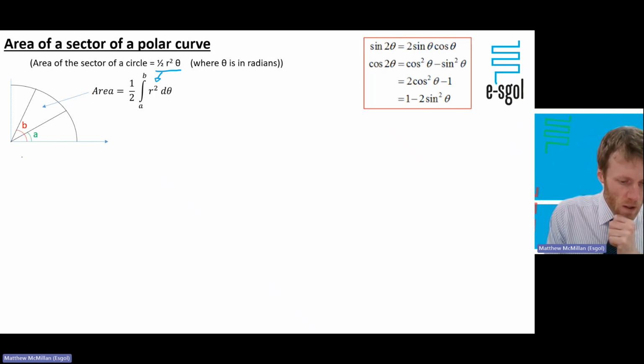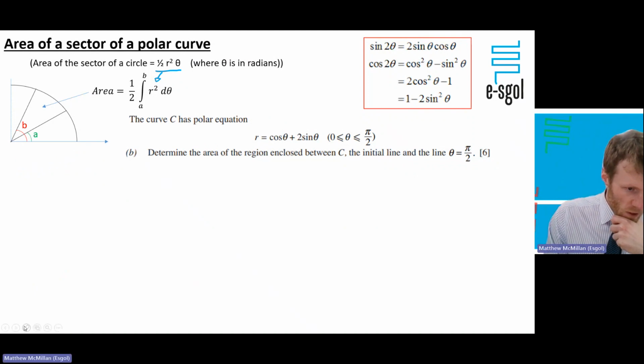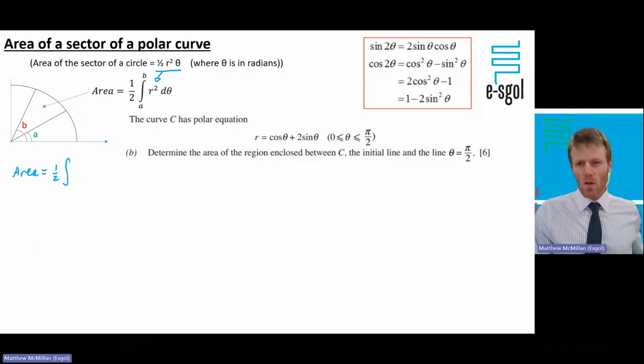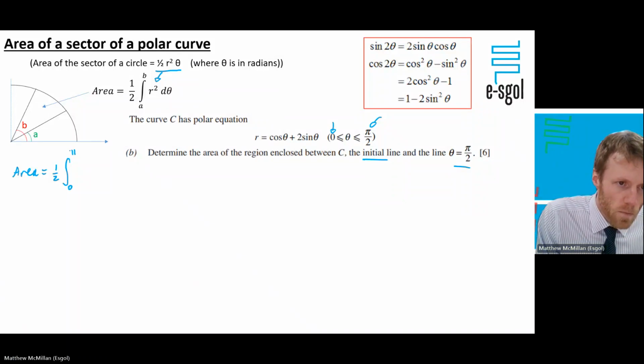So here our area is equal to a half. Let's get the question up. In fact, let's rewrite this a bit further down. So our area for this is a half times the integral between the two limits. And you just got to have a look at the question. It says the initial line, so that's where our angle is 0, and the line theta equals pi over 2. So it's 0 and pi over 2.